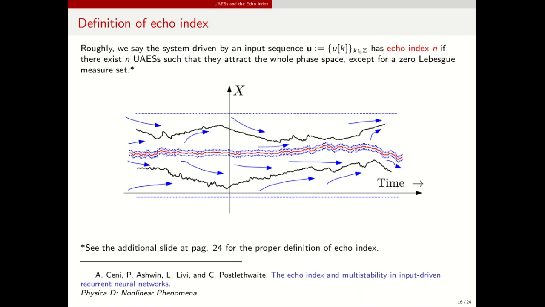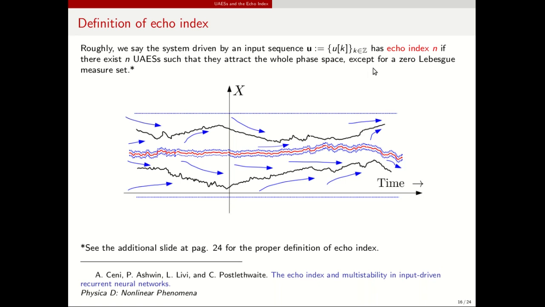So we can get rid of these, and apart from this particular solution, all the other initial conditions will converge towards one of these two attracting trajectories. So that's why we need to exclude some zero Lebesgue measure set.